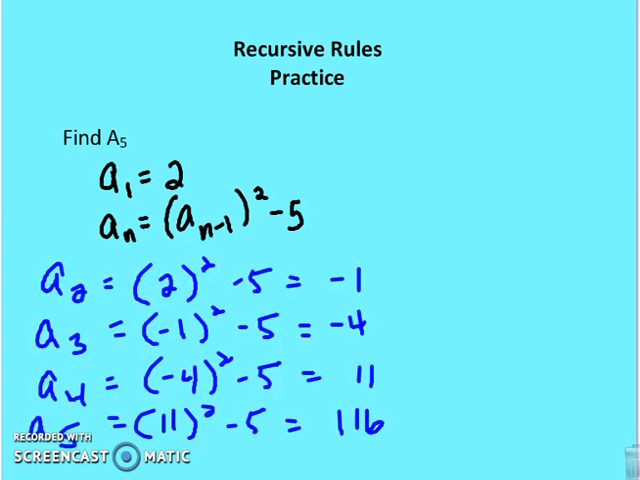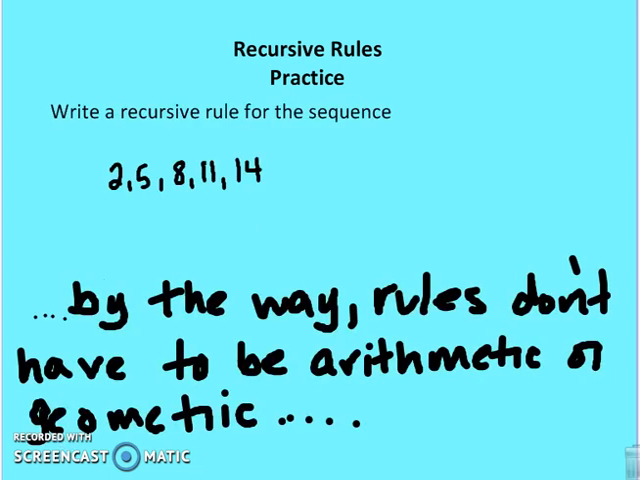All right, so a sub 2 is equal to 2 squared minus 5. 4 minus 5 is minus 1. Minus 1 squared is 1. Minus 5 is equal to negative 4. Negative 4 squared is 16. Minus 5 is equal to 11. 11 squared is 121. Minus 5 is equal to 116. All right, so you can see how the recursive rules model iterative functions.